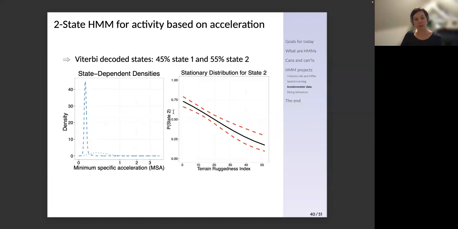So we fitted the model to the minimum specific acceleration data, and we found that we had these 2 states. The one had very low minimum specific acceleration, and the other one had slightly higher. And with respect to terrain ruggedness index, we found that the probability of finding the bird in this higher acceleration state decreased with terrain ruggedness. So you were more likely to have a bird in a high acceleration state over flat areas.